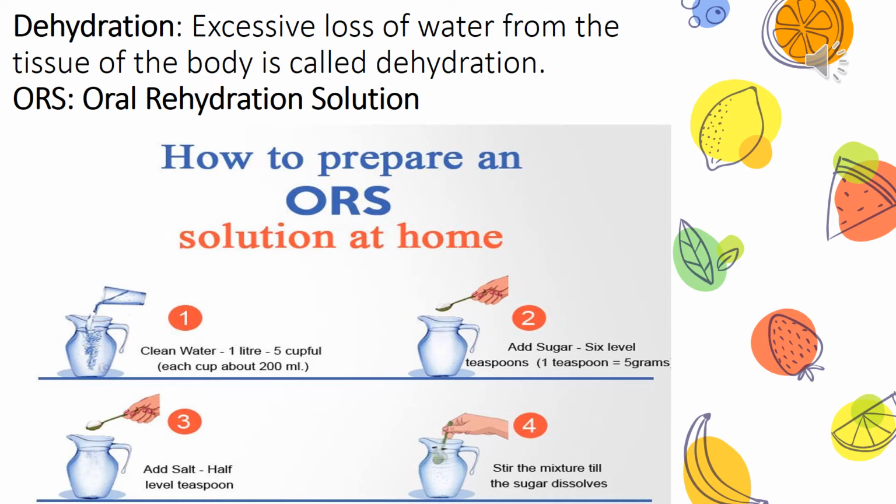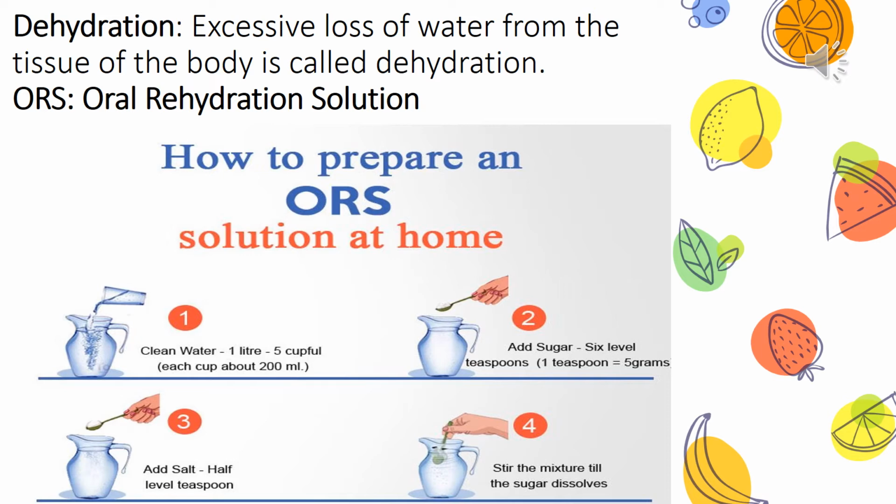Okay, now if a condition of dehydration arises, there is a solution being used which is called ORS, that is oral rehydration solution. You need to rehydrate your body, so this solution is used. Now this solution is available free of cost at primary health centers also. Okay, and it can be prepared at home also.